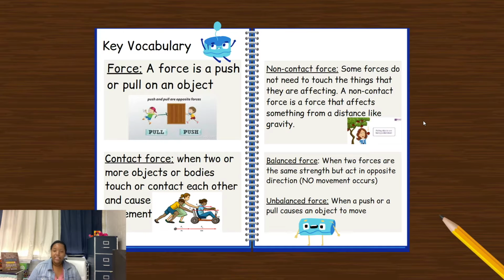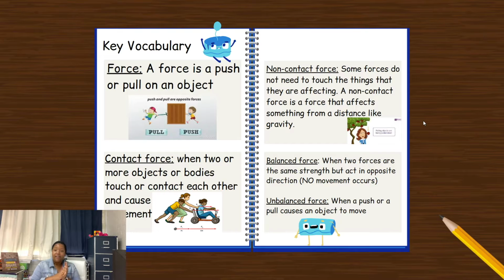So next, we have the last 2 types of forces that we're going to talk about today. The first one is a balanced force, and that is when 2 forces are the same strength, but they're acting in opposite directions. So no movement happens. So think about 2 big, strong football players, and they are pushing against each other. They're the same weight, they have the same strength, and so if they're pushing against each other with the same strength and force, nobody's gonna move. They're just gonna be standing in one place pushing. That is an example of a balanced force.